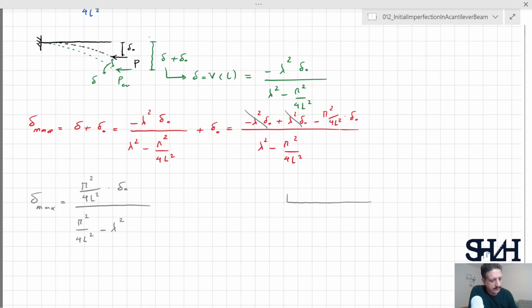For a column with the force of P at the tip with rigid connection or rigid support at the other end, the critical force is pi square EI over L effective square. And L effective in this case for Euler calculation is 2L, so pi square EI over 4L square.